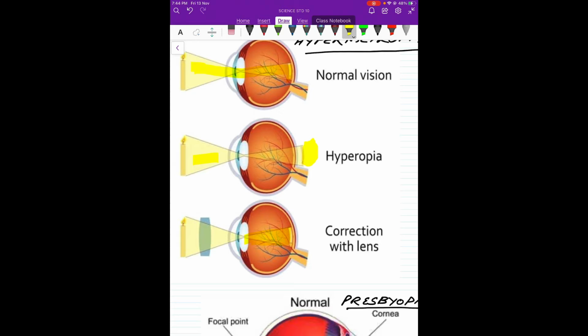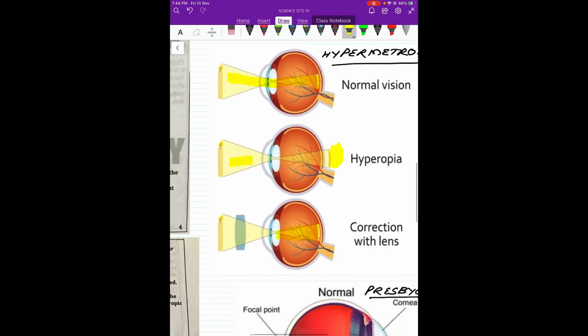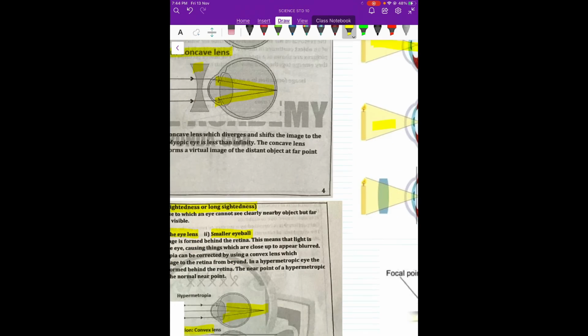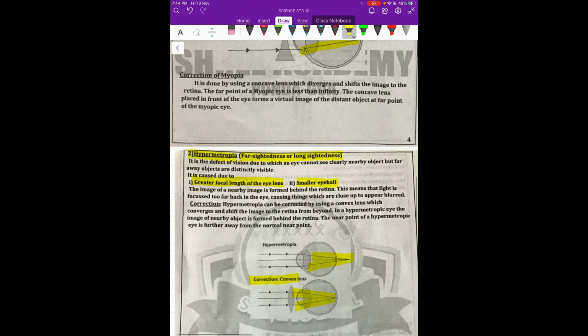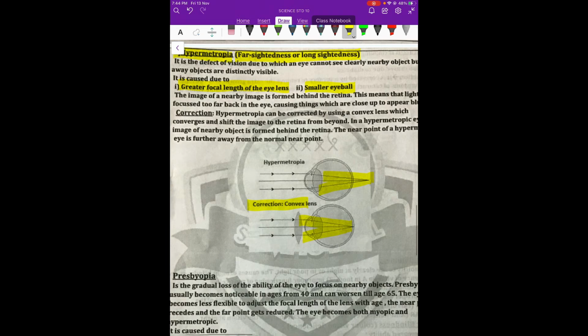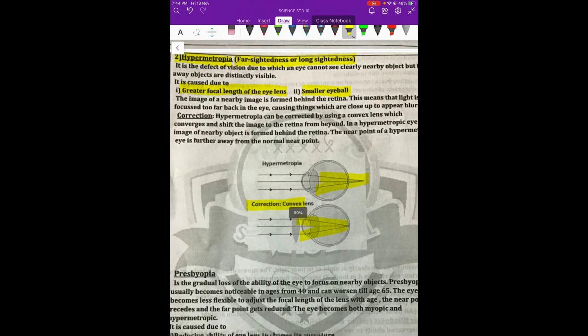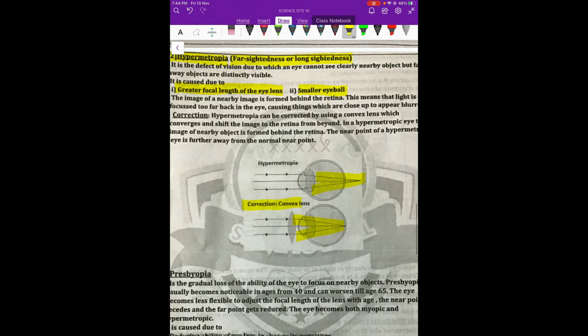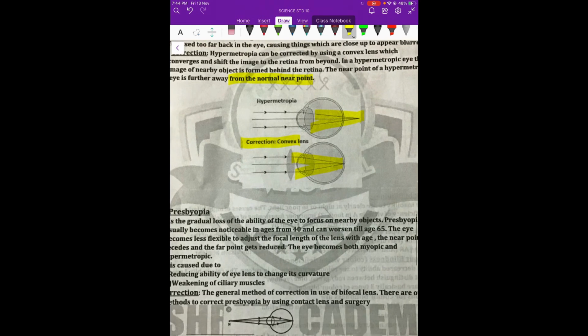Now this will solve the problem of long-sightedness or hypermetropia. So these are the two points. The near point of a hypermetropic eye is further away from the normal near point, because he cannot see things which are very near.